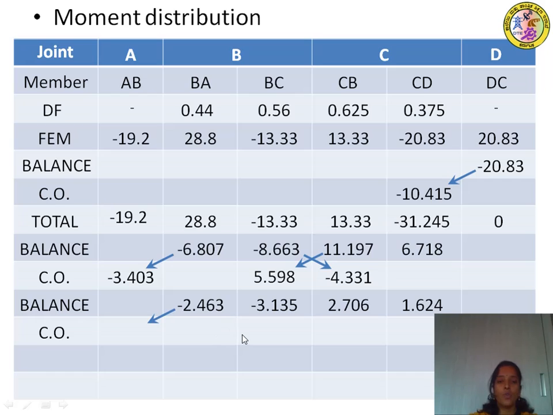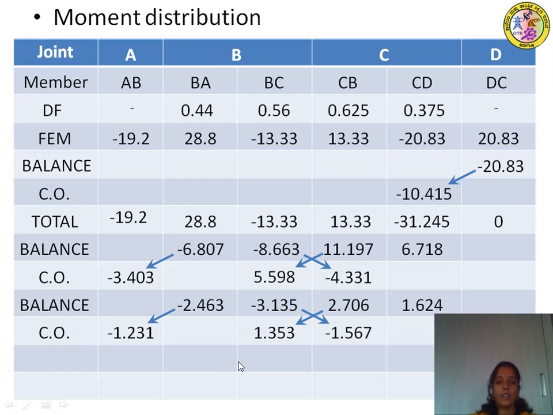Next, again the step of carryover from BA to AB. Half of minus 2.463 will be equal to minus 1.231, and from BC to CB, half of minus 3.135 will be equal to minus 1.567, and from CB to BC, half of 2.706 will be equal to 1.353. So these are the carryover moments at BC, as well as A.